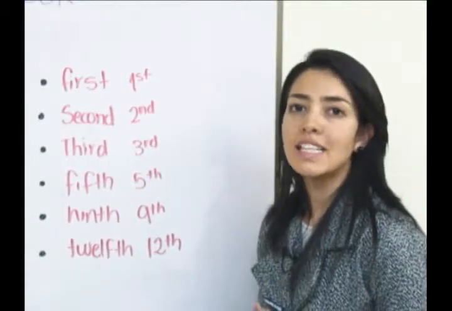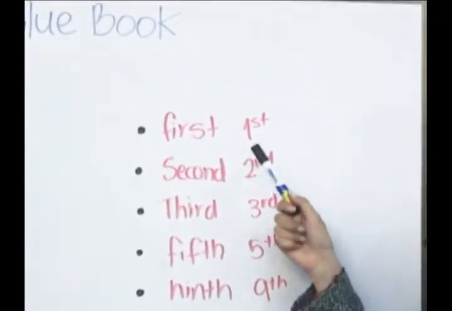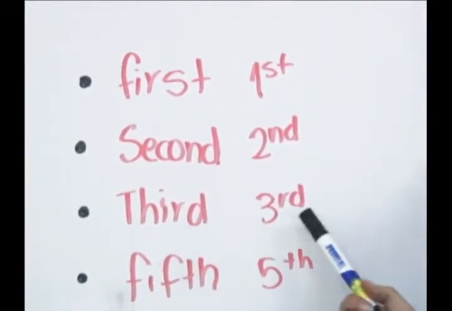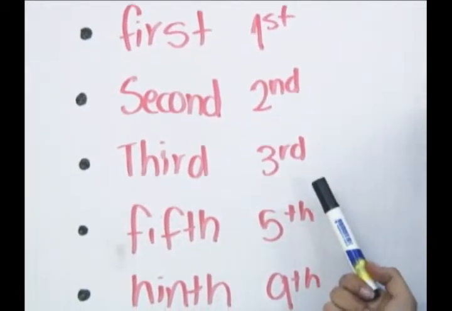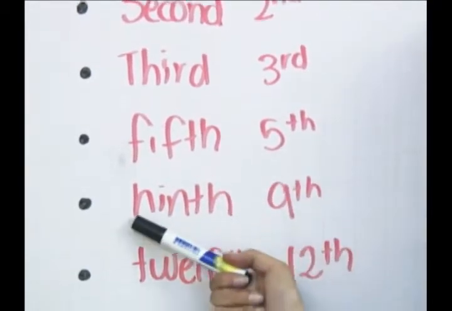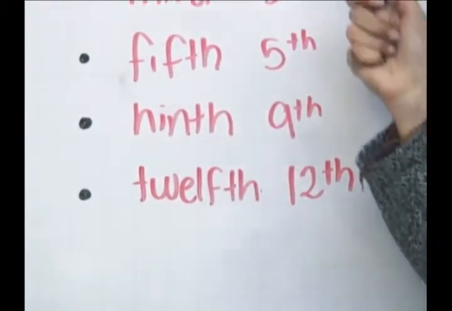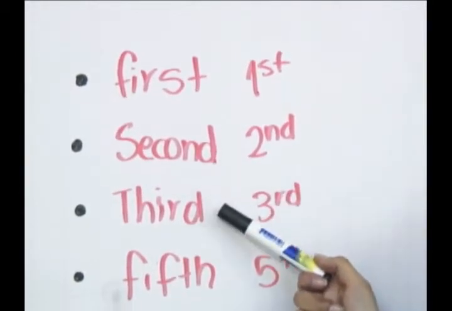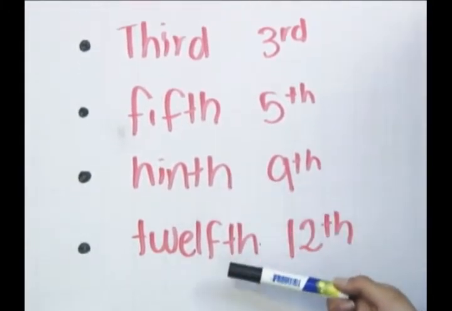We have six exceptions. Look here. Of course, the first three numbers. First, second, and third. Those are different. Now with th, but the vowel changes. For example, 5th, 9th, and 12th. Can you see the exceptions? First, second, third, 5th, 9th, and 12th.